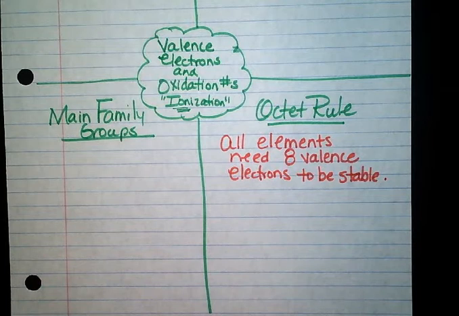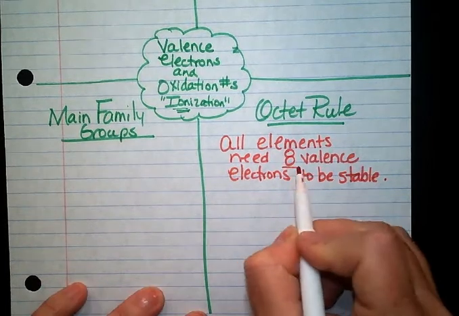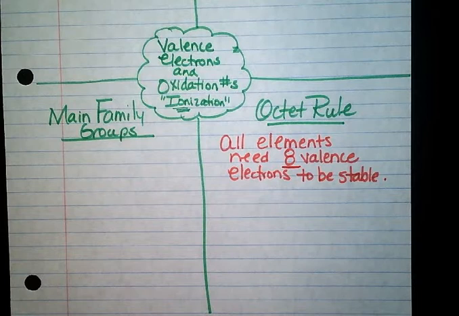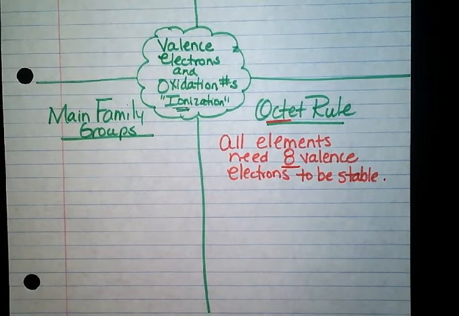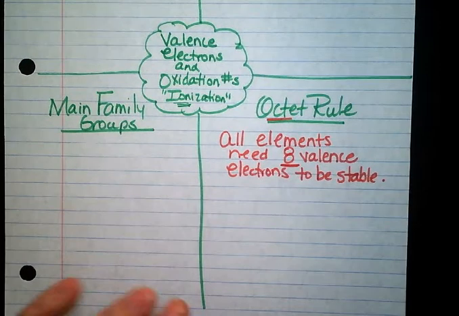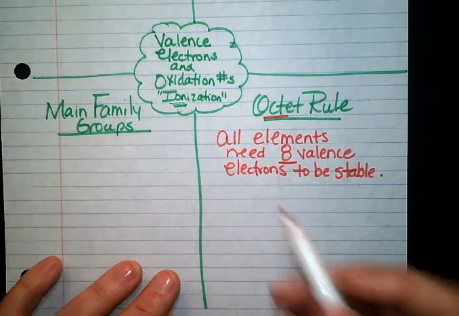So they're looking to react, and they're looking to react in this pattern to get 8, which octet makes sense because an octagon has 8 sides. An octopus has 8 legs. So 8 and octet seem to go together really, really well. That's where it gets its name from.